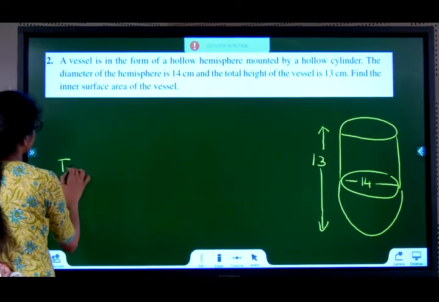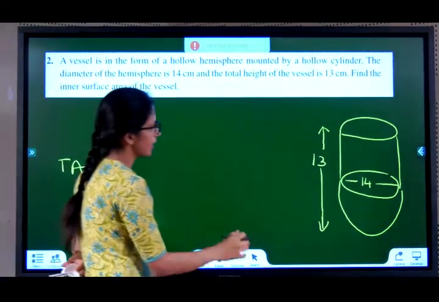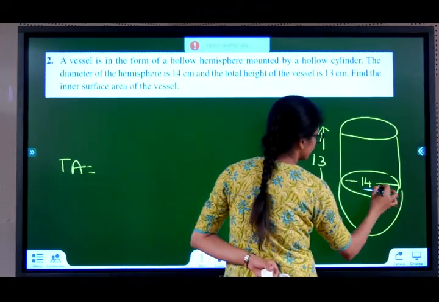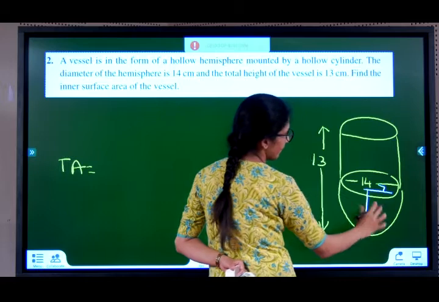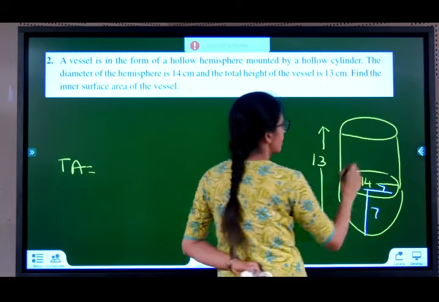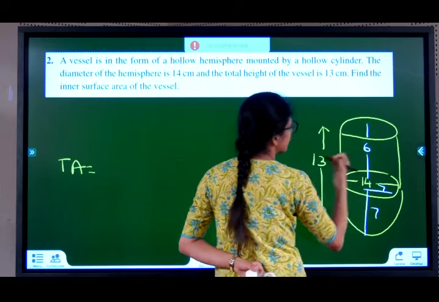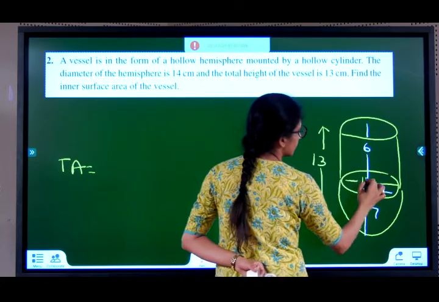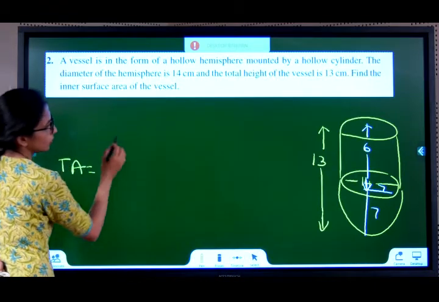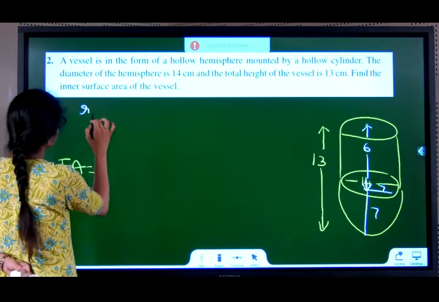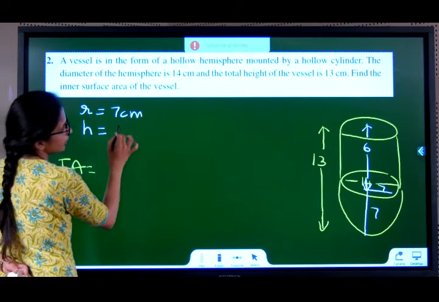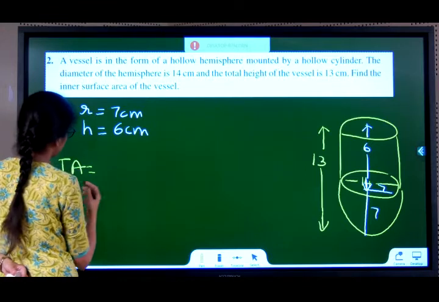Total area. So before that we need all the quantities. If this is 14, can I say radius is 7? Then this is 7. If this is 7, 13 minus 7. How much is 13 minus 7? 6. So the height of this is 6. So radius is equal to 7 centimeters, height of cylinder is equal to 6 centimeters.